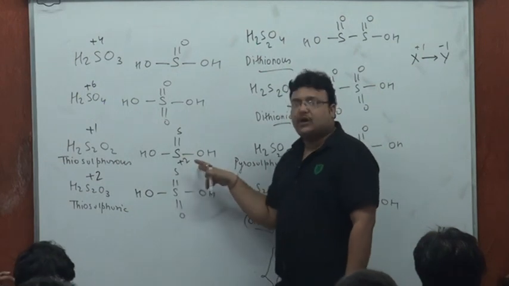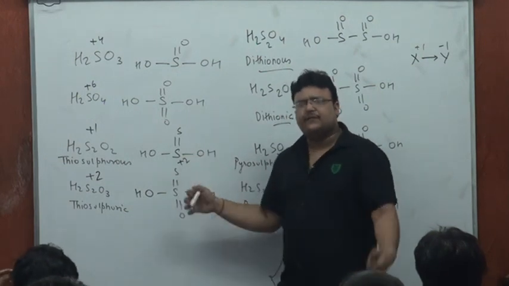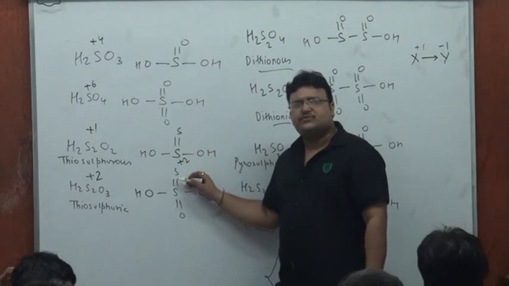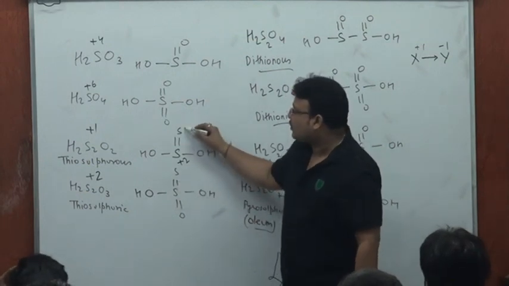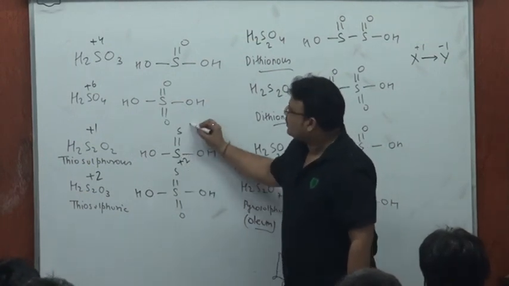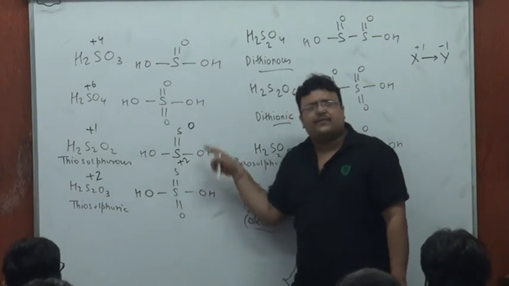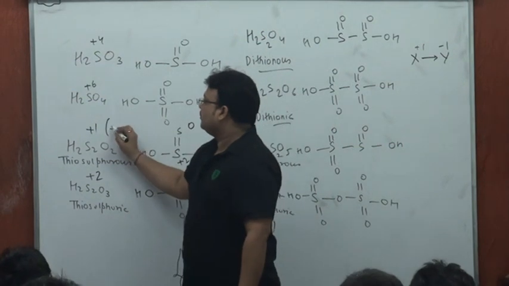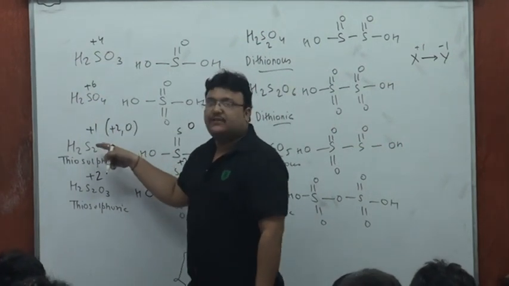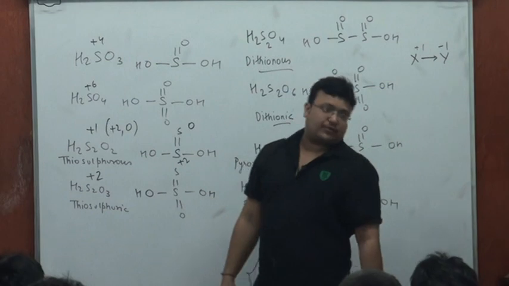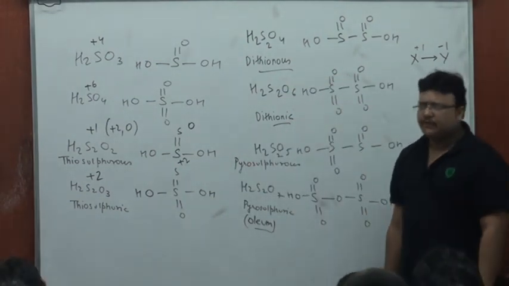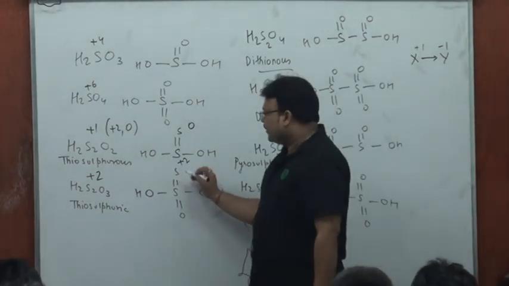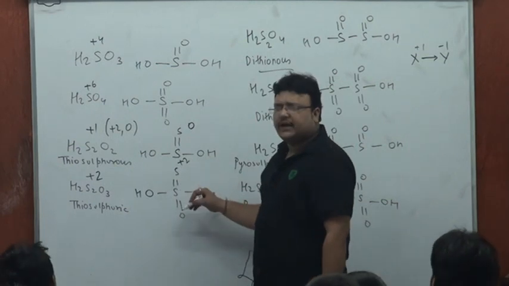Because of two oxygen atoms and both the bonds away from sulfur, I'm bringing charge plus 2 over here. For this sulfur, because it's another sulfur atom, the charge would be 0. Now the individual oxidation numbers would be 2 and 0. And what you write as plus 1 is certainly the average oxidation number. Fine. Similarly, you realize both sulfur atoms are not equivalent here.